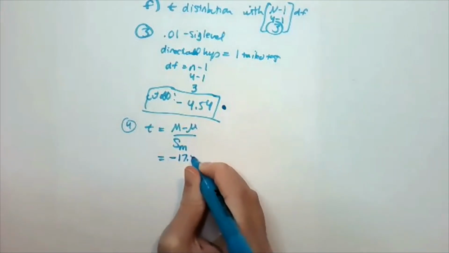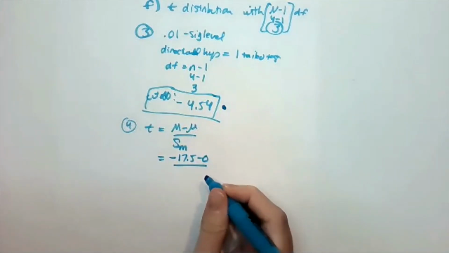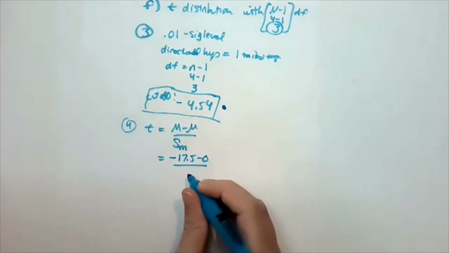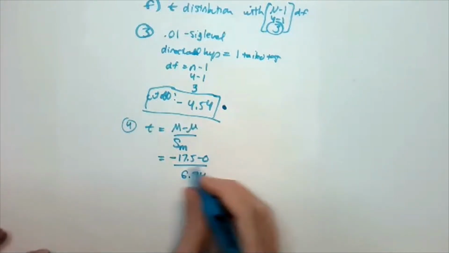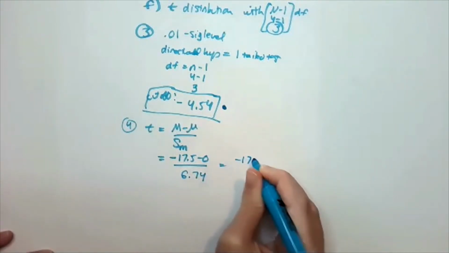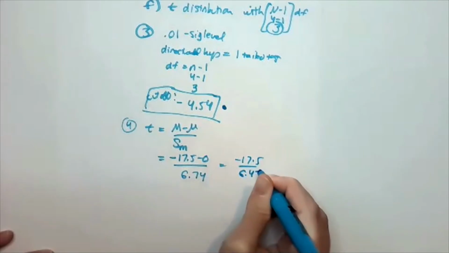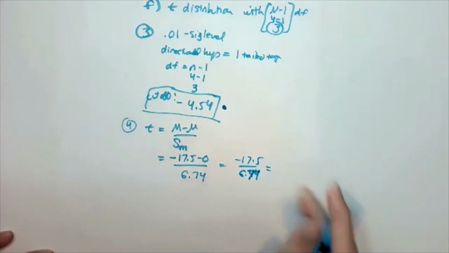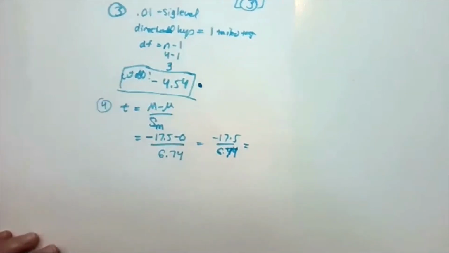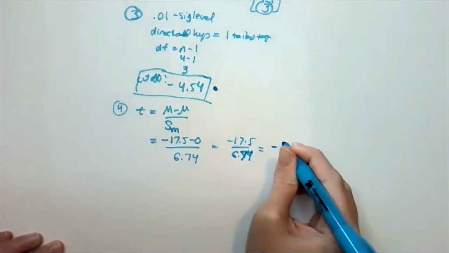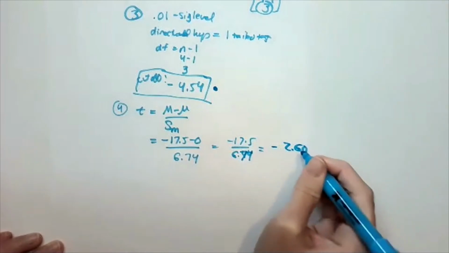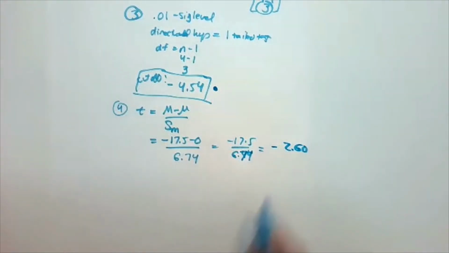So we have negative 17.5 minus 0 over 6.74. That gives me negative 17.5 over 6.74. And if I calculate that, I'm going to get negative 2.596. When I round that, that's going to be negative 2.60. And again, typically in APA format, we're going to be rounding to 2 decimal places. So then I have my sample t-score.